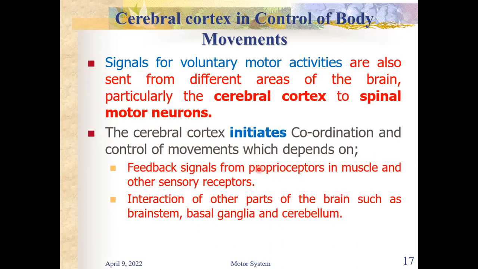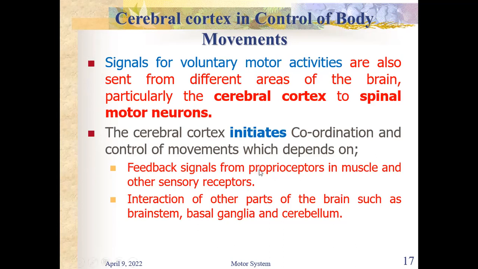So there are feedback signals from proprioceptors. Remember those proprioceptors that we mentioned that are located in the muscle spindles and the Golgi tendon organs. Those are the proprioceptors. So these proprioceptors send feedback from the muscle and other sensory receptors back to the cerebellum. Interaction of other parts of the brain, such as the brainstem, the basal ganglia, and the cerebellum, with the motor cortex together will help to coordinate and control movements.